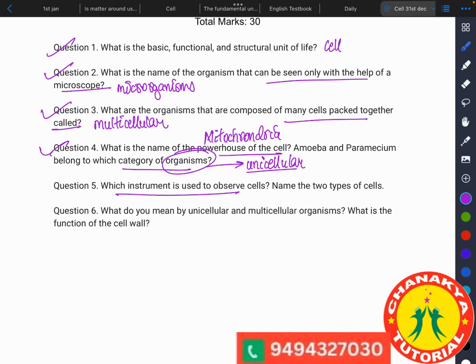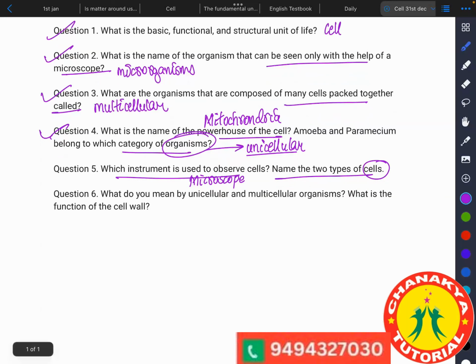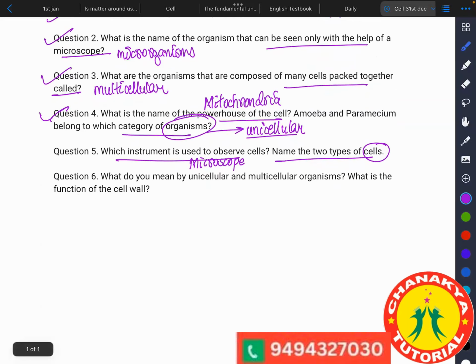Which instrument is used to observe cells? Name two types of cells. Microscope. And second, it is asking about two types of cell. The multicellular and unicellular, those are types of organism.